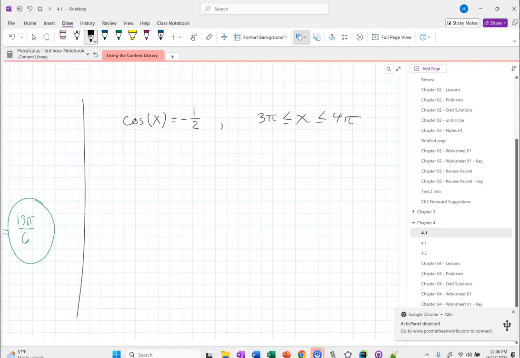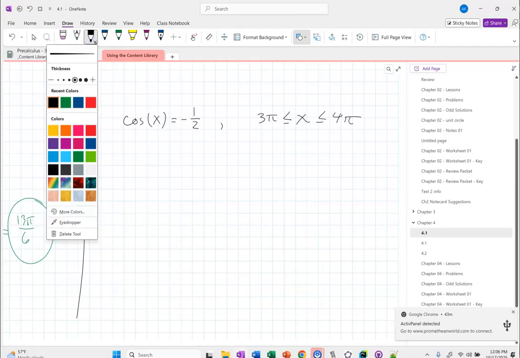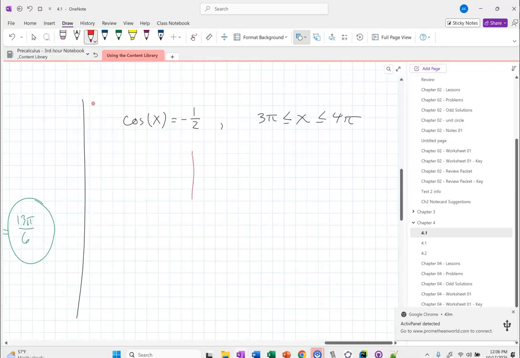Our next problem, cosine x is equal to -1/2, and we're looking for an answer between 3 pi and 4 pi. So I start. Cosine here is negative or positive? Negative. Because it's equal to -1/2. Everybody's good with that?